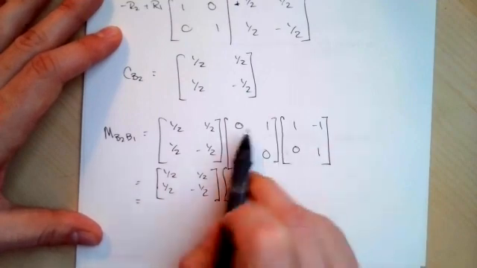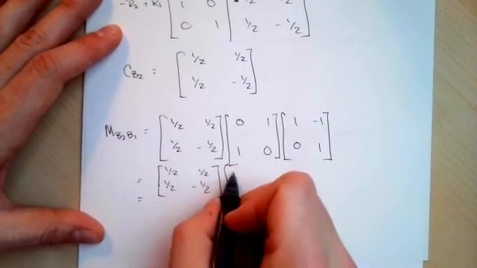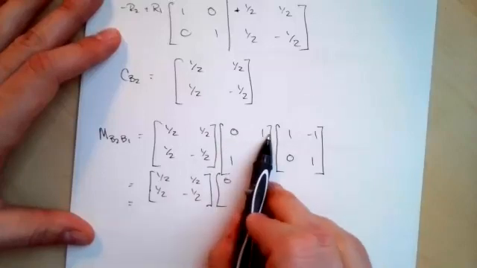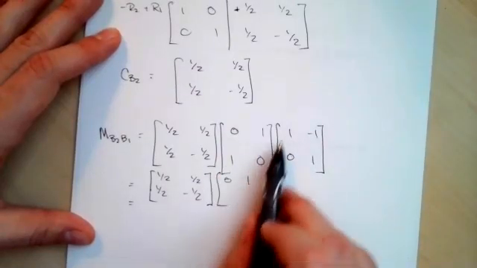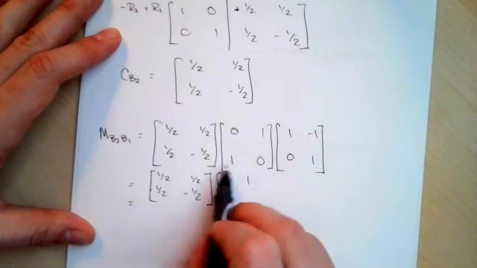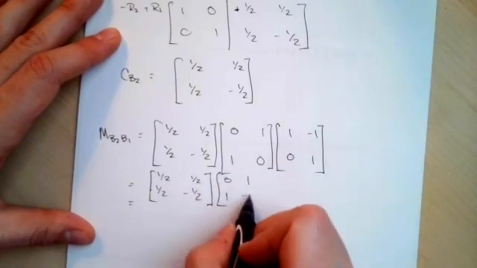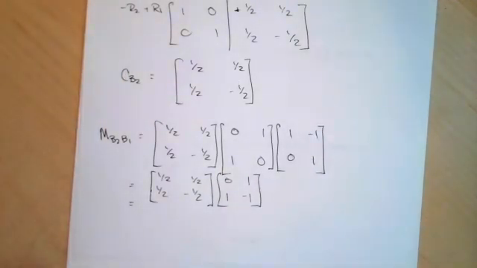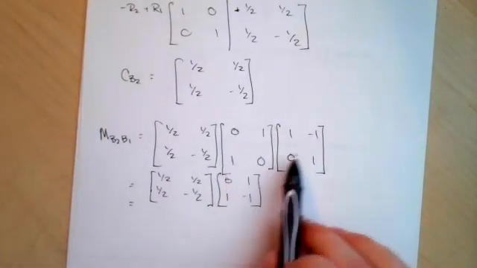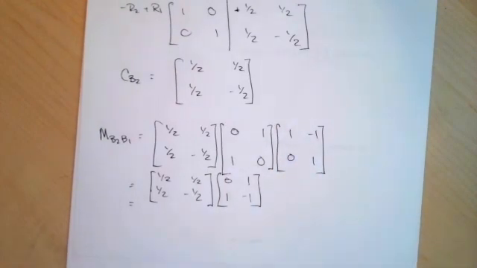Just a bunch of ones. So first row, first column gives us a 0. First row, second column gives us 1. Second row, first column gives us 1. And then second row, second column gives us minus 1. As we should expect, right? This matrix did just flip the columns.